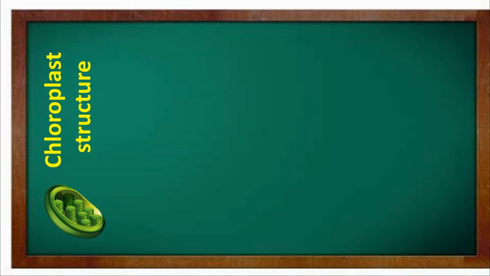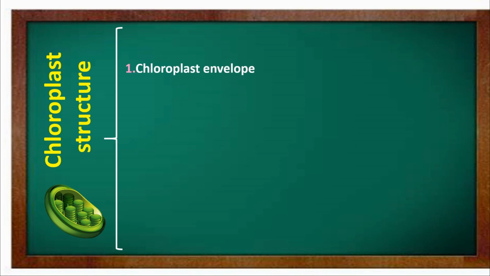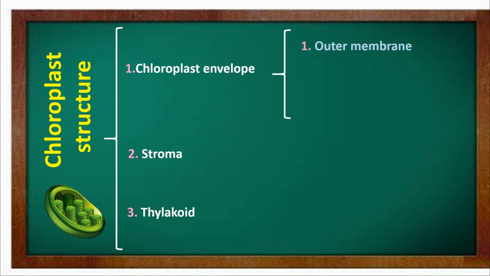Chloroplast structure. Chloroplast has three parts in its structure: chloroplast envelope, stroma, and thylakoid. Chloroplast envelope has three parts too: outer membrane, intermembrane space, and inner membrane.